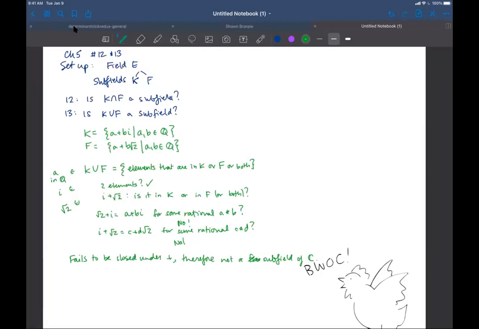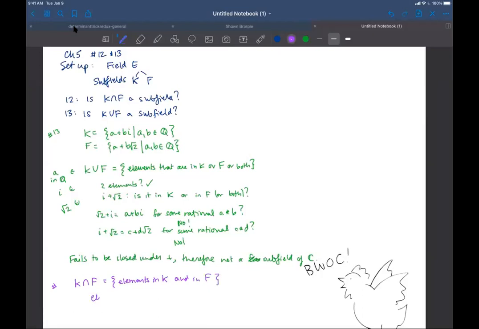And I want to do the intersection. So this was number 13 in green here. For number 12, I'm going to use the same two fields here as an example, just to see, well, if it's not going to work, maybe this is a counterexample. But if it works, it might give me some insight into whether it's going to work in general, or if I had something special going on here. So we look at K intersect F with the same K and F. That's the set of elements that are in K and in F. It's got to be in both of them.